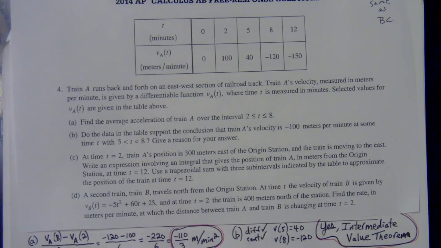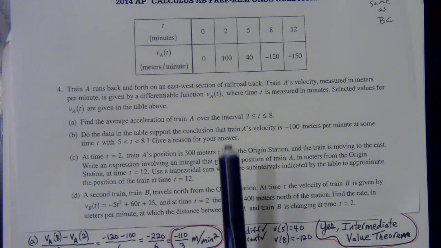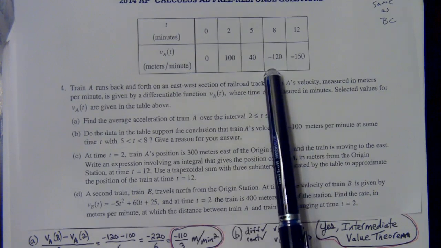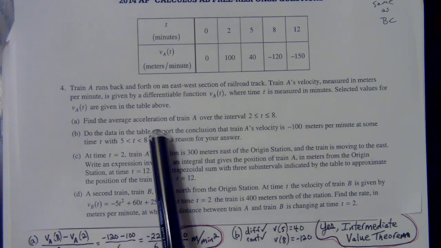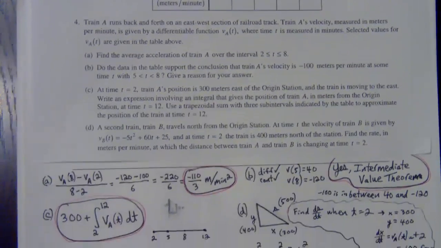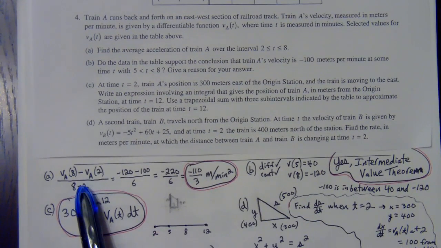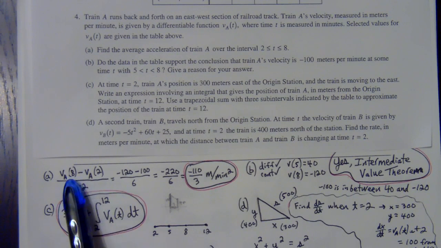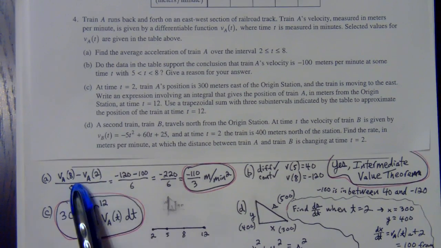Okay, we kind of got this tougher train problem here. It's giving us the velocity of train A in this chart, and then it says find the average acceleration. Now you see the word average, you got to think slope. You're going to do the slope of the velocity between 8 and 2. So v of 8 minus v of 2 over 8 minus 2. It's just your slope, and then you're getting those numbers from the table.